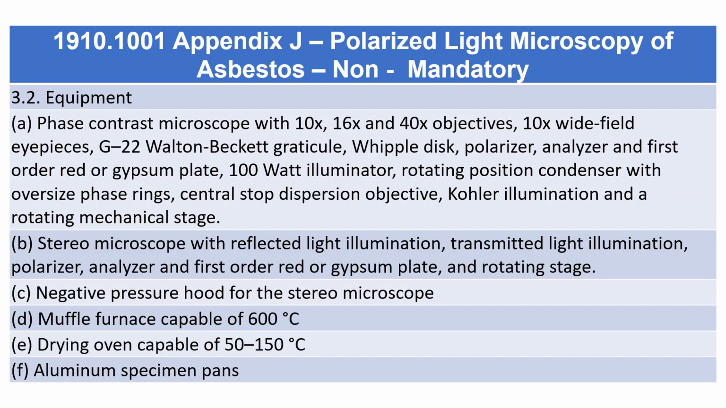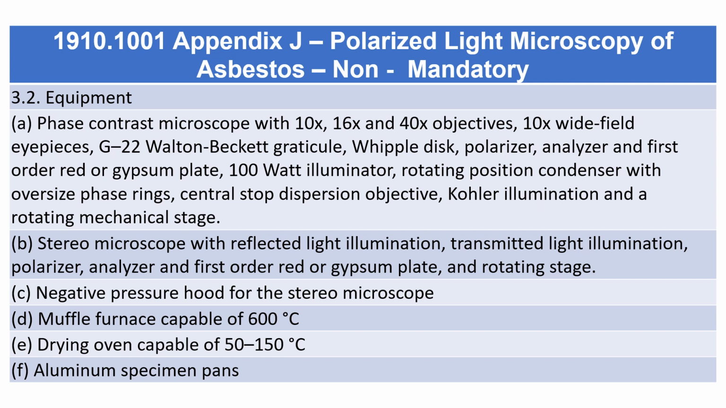3.2. Equipment. A. Phase contrast microscope with 10x, 16x, and 40x objectives, 10x wide-field eyepieces, G22 Walton-Beckett graticule, Whipple disc, polarizer, analyzer, and first-order red or gypsum plate, 100-watt illuminator, rotating position condenser with oversized phase rings, central stop dispersion objective, Köhler illumination, and a rotating mechanical stage. B. Stereo microscope with reflected light illumination, transmitted light illumination, polarizer, analyzer, and first-order red or gypsum plate, and rotating stage. C. Negative pressure hood for the stereo microscope.